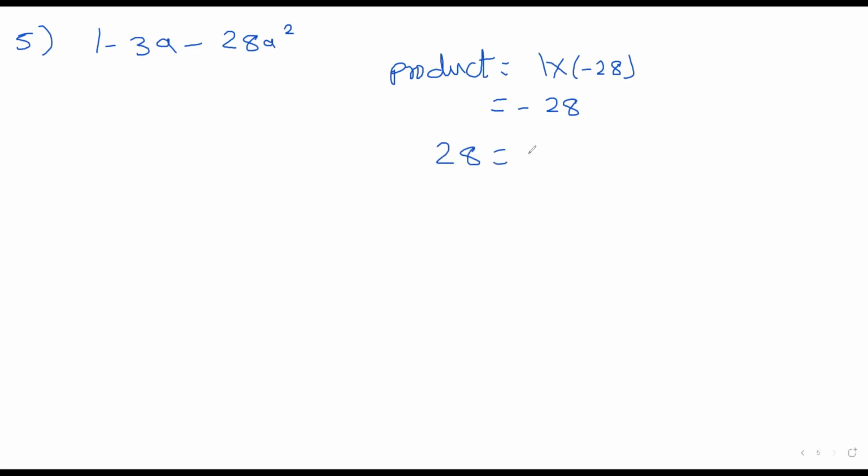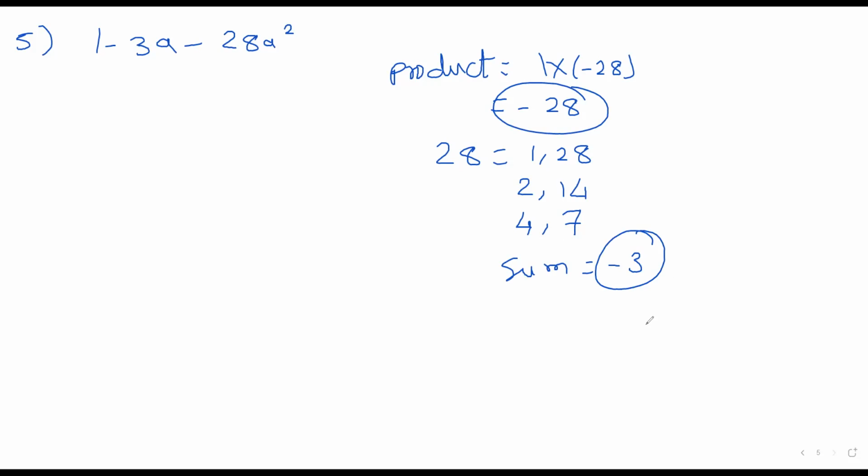What are the factors of 28? 1 and 28, 2 and 14, 4 and 7, and then it will repeat 7 and 4. Now the sum here is minus 3. Plus 4 minus 7. The product is negative, meaning one of the two factors is negative and one is positive, but the sum is negative, so the larger factor must be negative and the smaller factor positive. The pair is 4 and 7. Which is the larger factor? 7. 7 must be negative because the sum is negative. So this will be 1 minus 7a plus 4a minus 28a square.